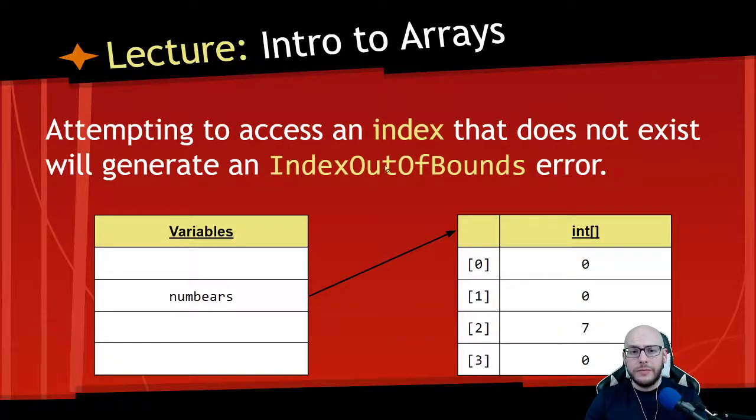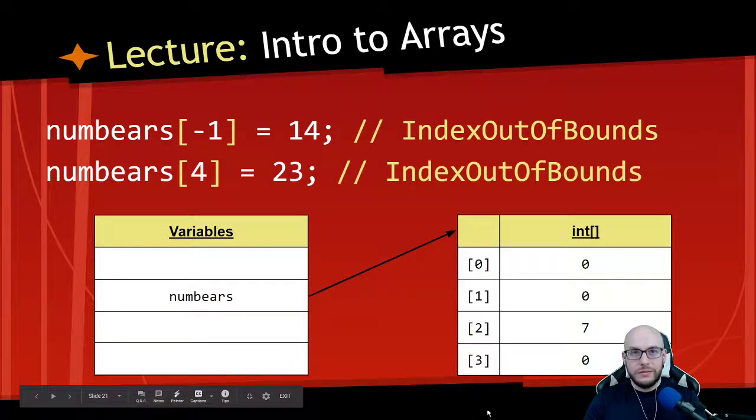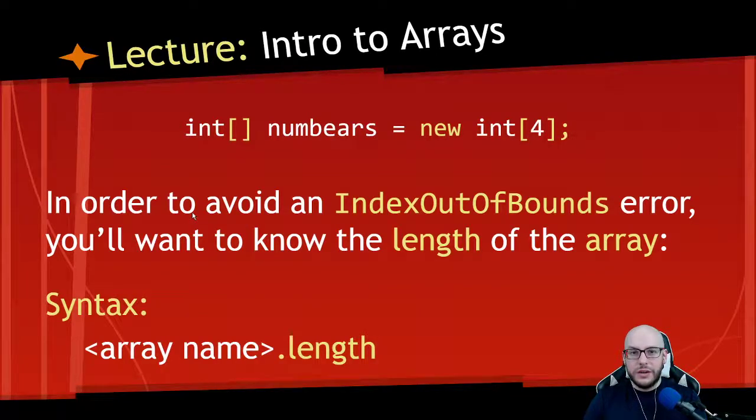Just like with string, this is going to be a runtime error, meaning you won't experience it until you tell your program to execute. So a negative index is out of bounds, and an index that is greater than or equal to the length is out of bounds, right? So 4 is out of bounds, and 5, 6, and so on. So in order to avoid this, we need to know at various points how long our array is.